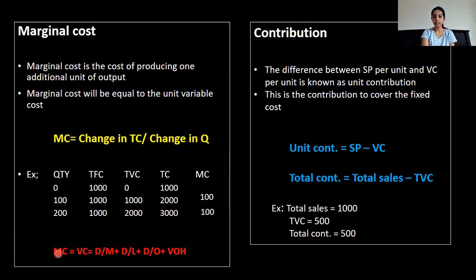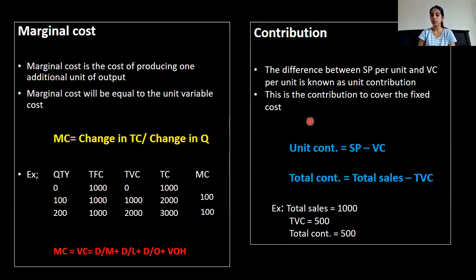And this marginal cost, we also call variable costs, which consist of elements like direct material, direct labor, direct other, and variable overhead. Remember, when we consider variable overhead, we have to consider both production variable overheads and non-production variable overheads.